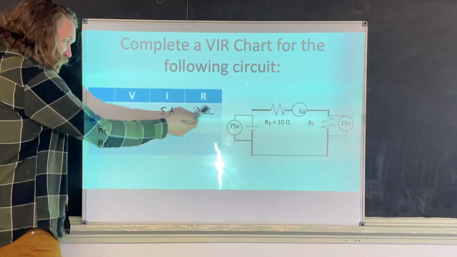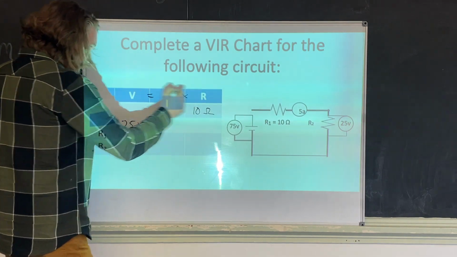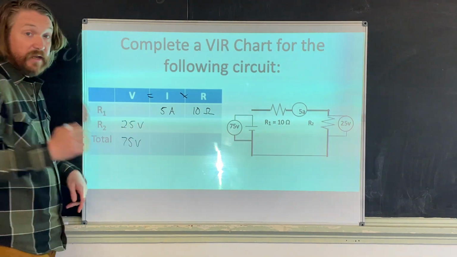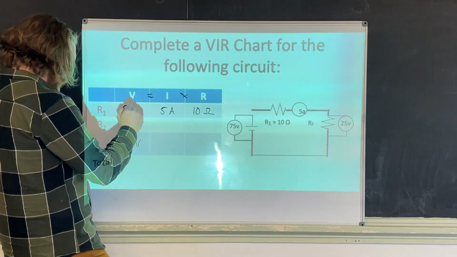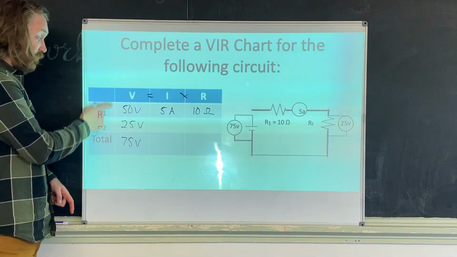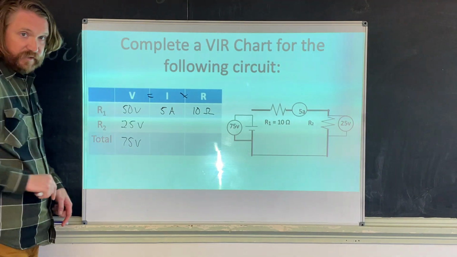Let's do this row that has 2 things. We know that voltage equals current times resistance. So this voltage has to be 10 times 5, which is 50 volts. And we have to make sure that our voltages add up to the total voltage. 50 plus 25 is 75.